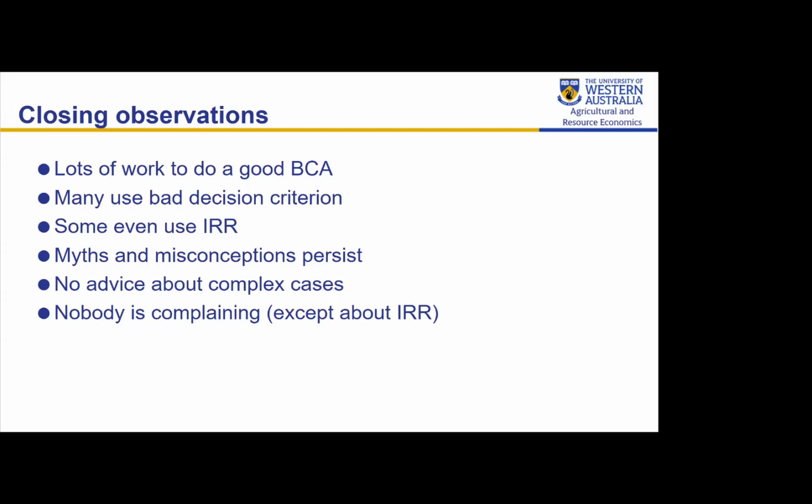There's really no advice about the complex cases, almost no advice about that last table I showed with a lot more different contexts. And nobody's complaining. All this is going on. It's a catastrophe, right? It's absolutely disastrous. No one's complaining. No one seems to have noticed that we've completely gone off the rails with what we've done with our decision criteria for benefit cost analysis, with the exception of complaints about using internal rate of return.